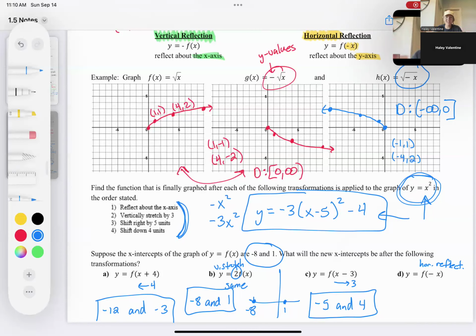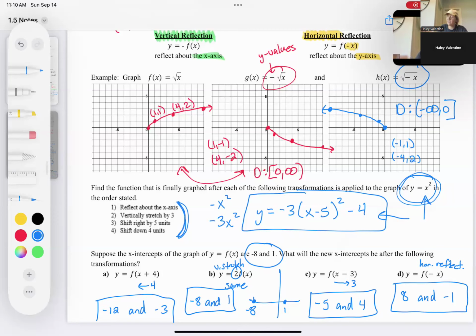When we think about negative 8, that's on the left-hand side. If you flip it across the y-axis, you flip it horizontally, now it's at positive 8. If you take 1 and reflect it across that y-axis, now it's at negative 1. So 8 and negative 1. It just took every x value and technically multiplied it by negative 1.